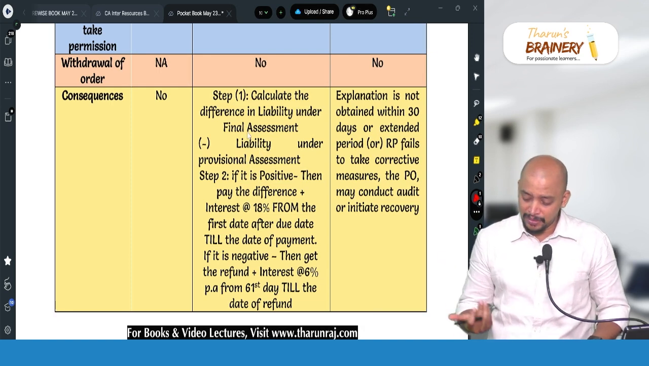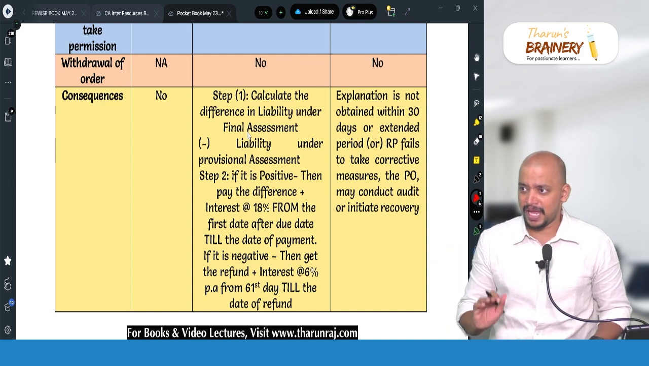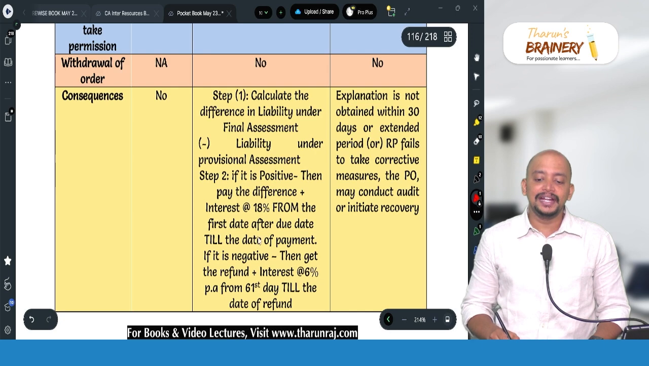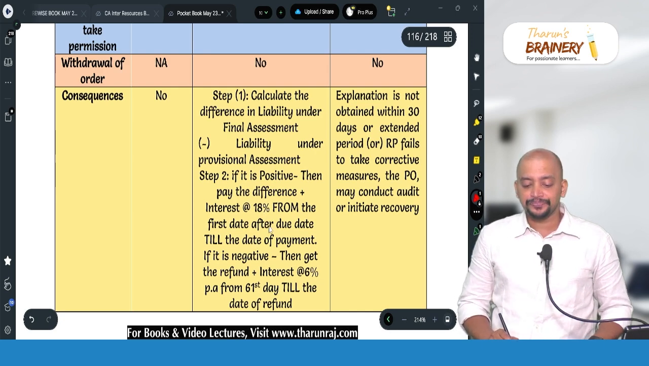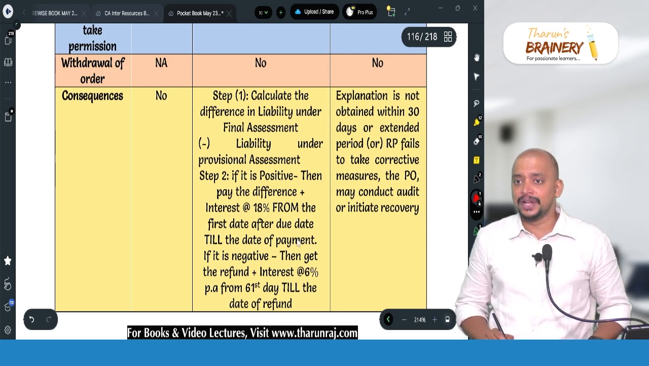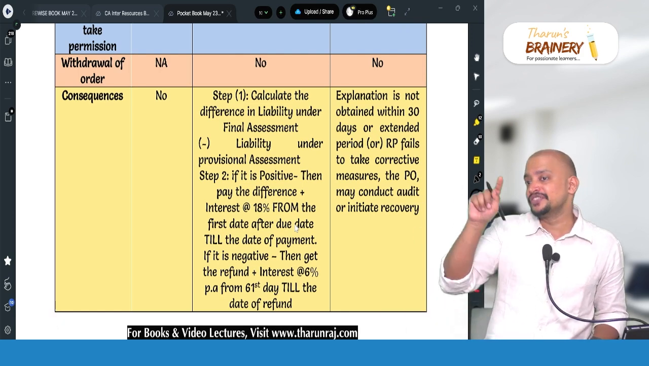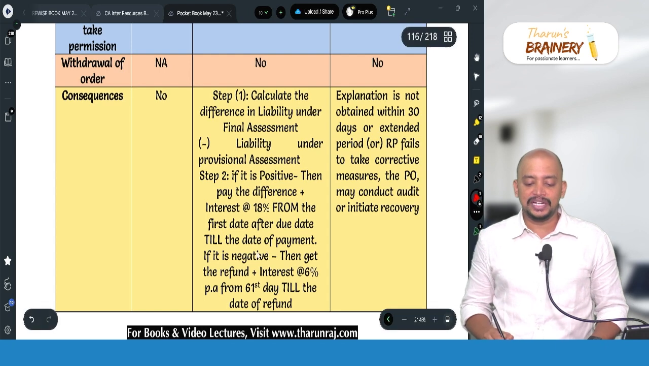And what is the time limit within which we need to pay? Anytime we can pay, but we have to pay interest. Interest will be at the rate of 18% per annum from the first date after due date of the month pertaining to which we have resorted for provisional assessment till the actual date of payment.